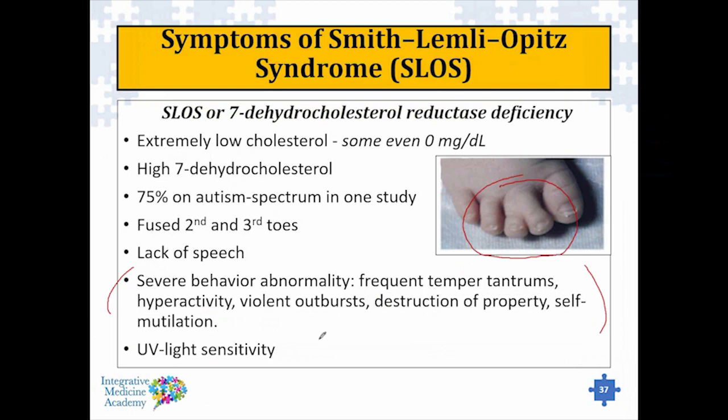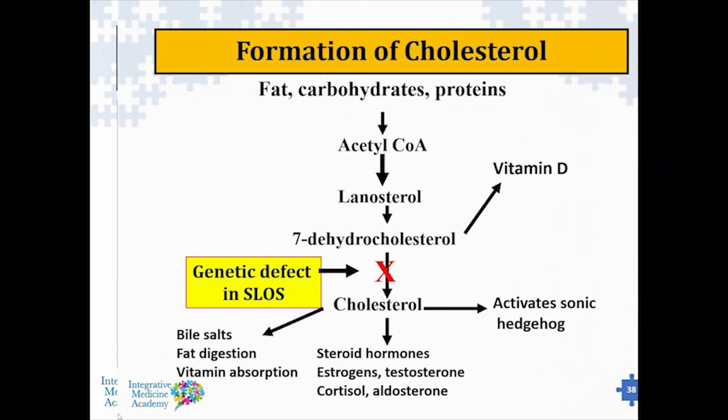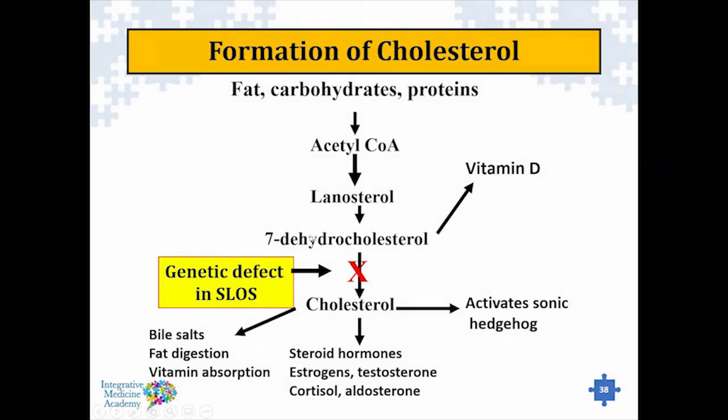self-mutilation, hyperactivity. So it's something to consider because in autism, low cholesterol can be found, and it could be a contributing factor to these problems too, even though they don't necessarily have this SLOS condition. Right, so here we have that block between dihydrocholesterol and cholesterol. We know that cholesterol is involved in vitamin D and these other factors that we talked about earlier.